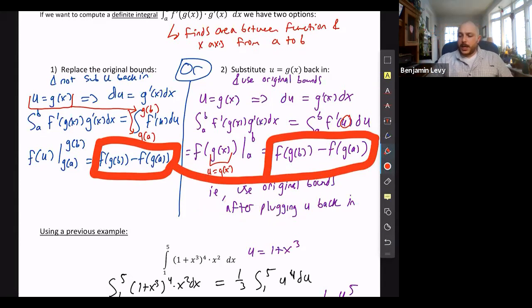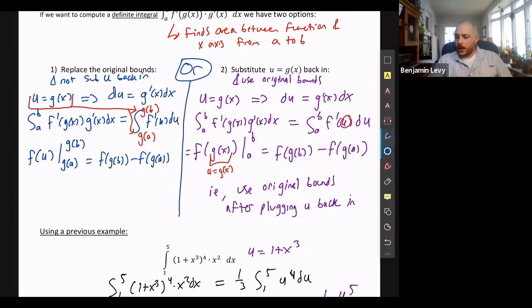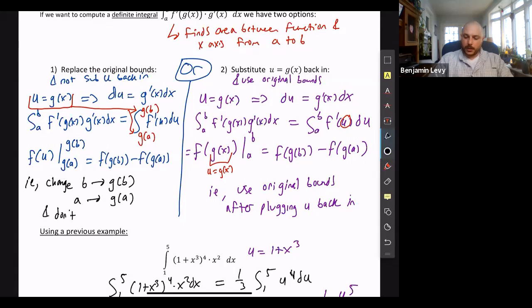And so the big takeaway, if you're totally confused and you have no idea what I just said, the thing that you should take away from what I just wrote is you should change the b to g of b, and the a, you just plug it into g. And then don't plug u back in. So that's what we'll see in the example down below. Let me just let folks catch up and see if there are questions about the notation.